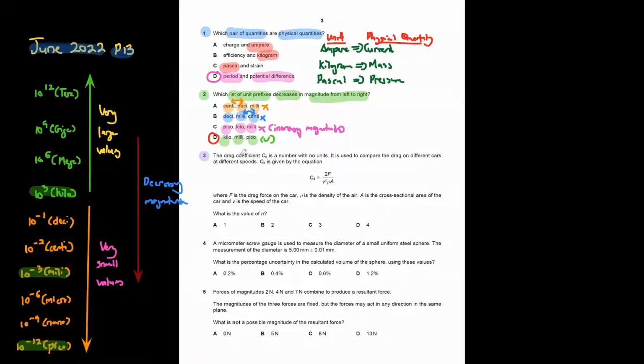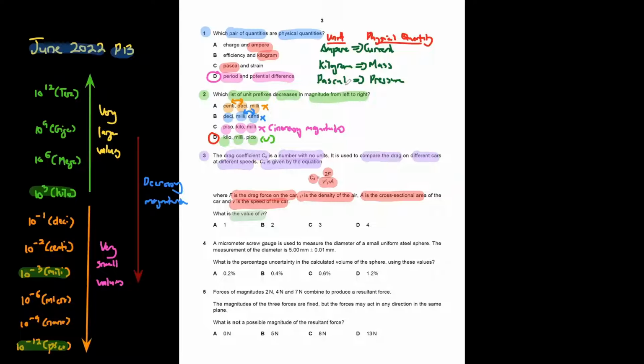For question 3, the drag coefficient CD is a number with no units. It is used to compare the drag on different cars at different speeds. CD is given by the equation CD equals 2F over V power N rho A, where F is the drag force on the car, rho is the density of the air, A is the cross-sectional area of the car, and V is the speed of the car. What is the value of N?